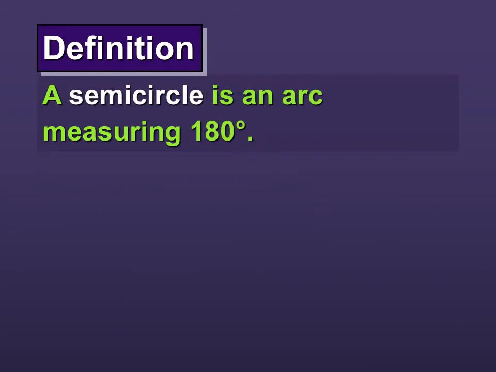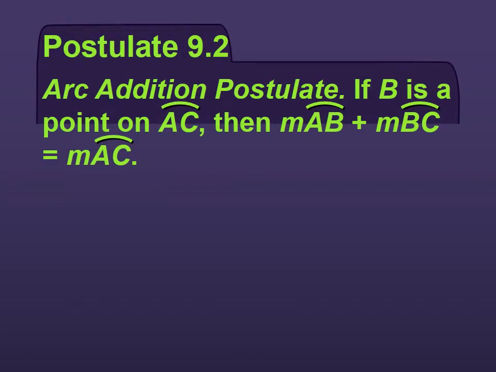The next definition I want us to look at is a semicircle, and a semicircle is an arc measuring exactly 180 degrees, so half the circle. With these definitions, we now have a postulate, the arc addition postulate. We are going to be adding arcs together. It says that if point B is a point on arc AC, then the measure of arc AB plus the measure of arc BC is equal to the measure of arc AC.